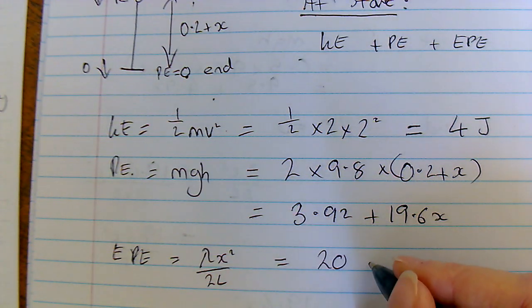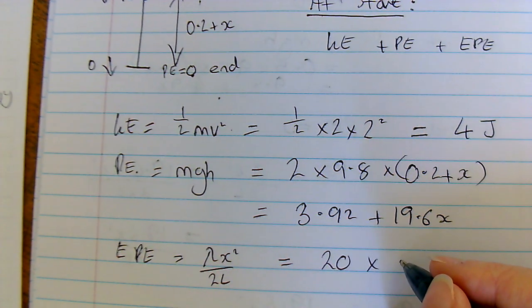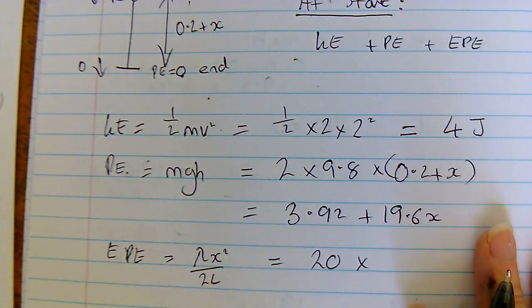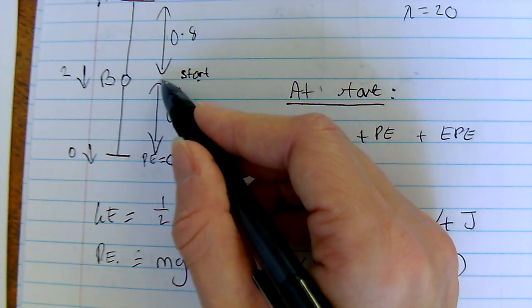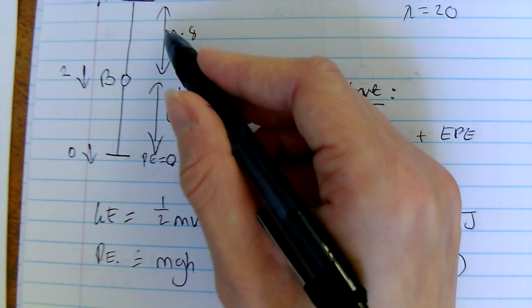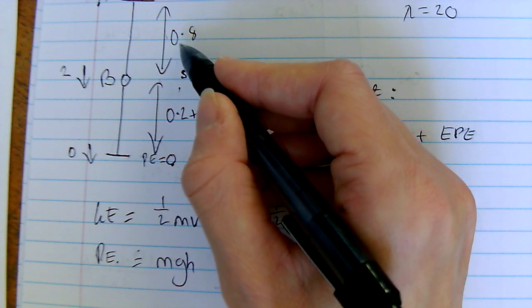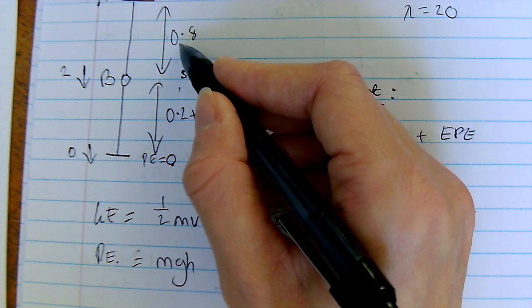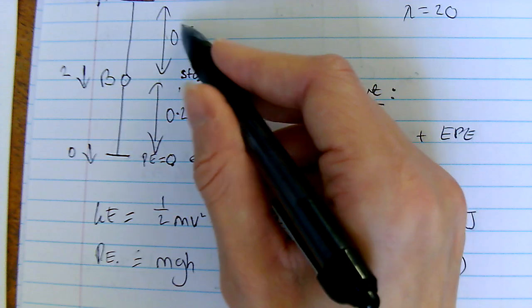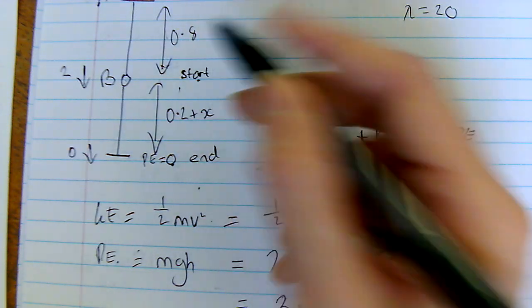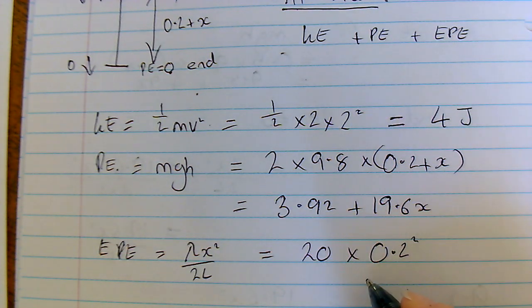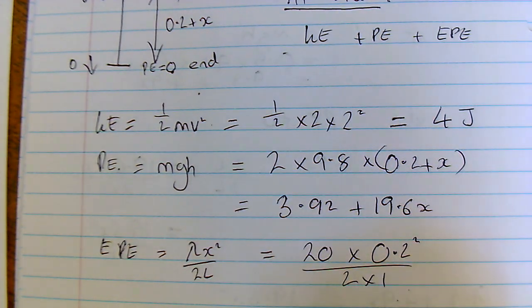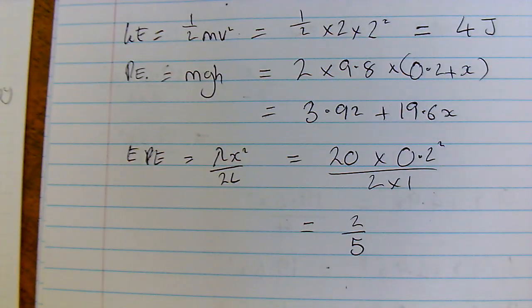So lambda from the question is 20. The extension, now just be careful with this, we go back to the diagram again. We're talking still at the start and we're talking about the elastic potential energy at this point. So at this point, this is the spring and it's been compressed to 0.8. So the compression, if the natural length is 1, the compression at this part of it is 0.2. Okay, so the compression is 0.2 squared all over 2 times 1, which comes to 2/5. So there are 3 energies at the start.